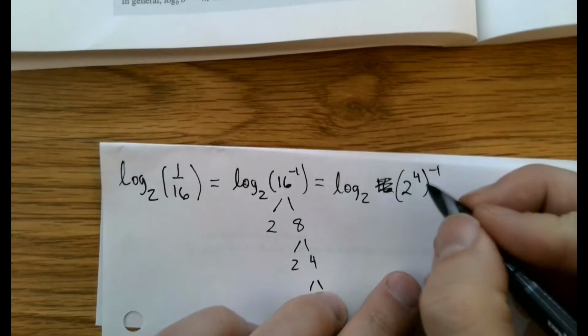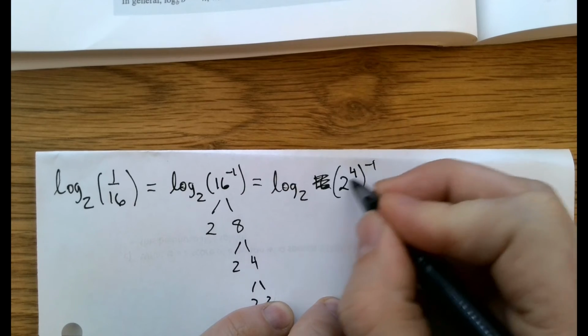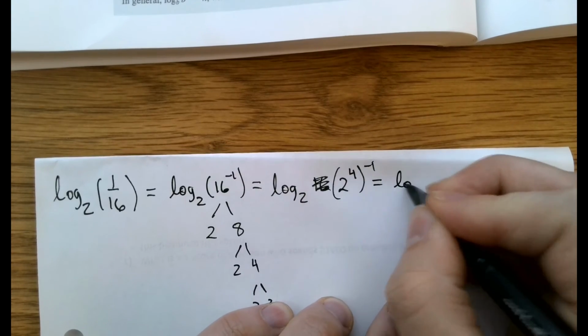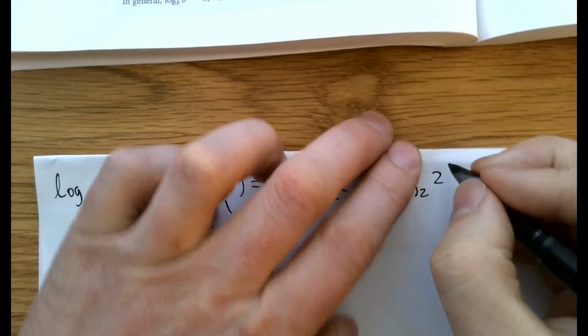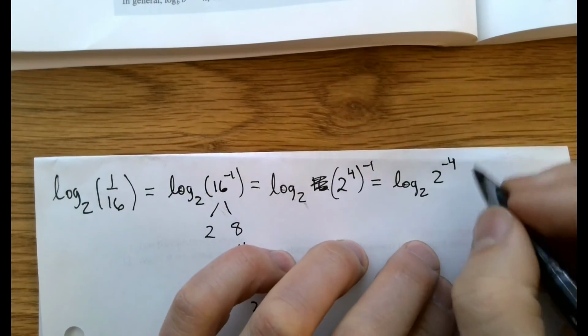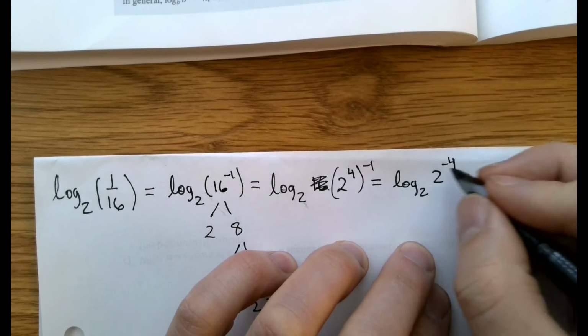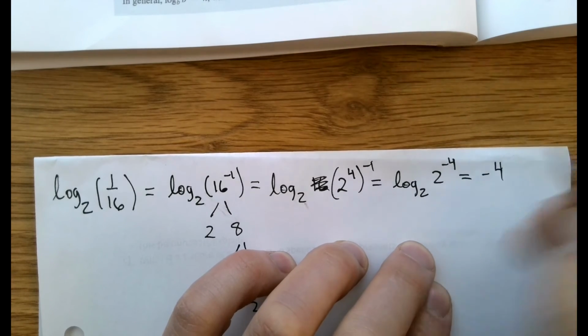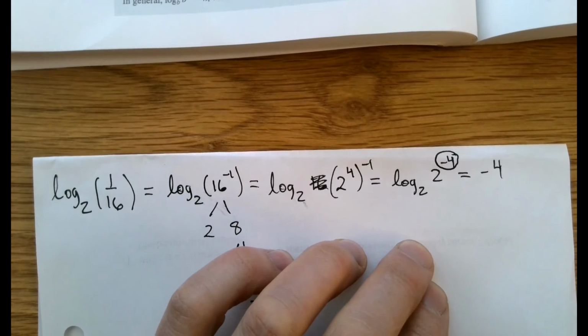Well, from our previous sections, we know that for the -1 power, you multiply these two together, and we get log base 2 of 2 to the -4th power. That means the answer to this logarithm, log base 2 of 2 raised to the -4 power, is -4, because this exponent is what the logarithm is equal to.